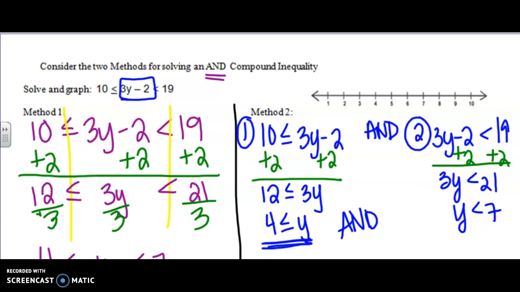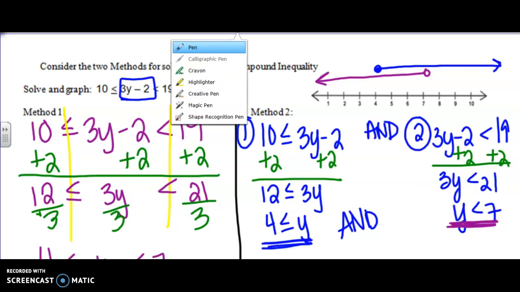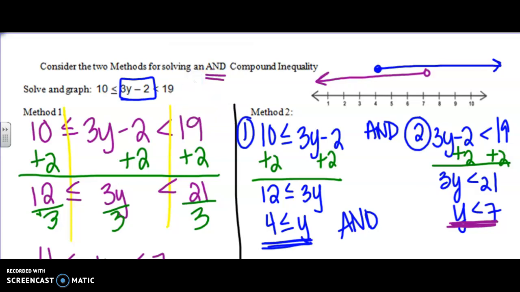So I'm going to go up to 4 in blue. I'm going to put my closed dot above it, and this goes to the right, because remember it's on the bad side, so we have to go opposite. Now, for this other one, I'm going to do this one in purple, and it starts at 7, and it's an open dot, and it goes less than, so it goes to the left. Now, you got to think, where are these overlapping each other? So here's where they overlap each other. That's the part right here that you need to put on the graph as your final answer.